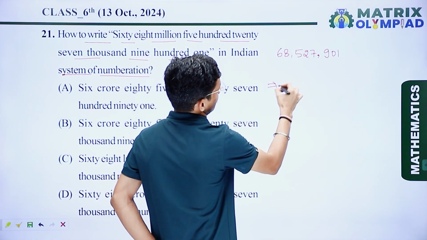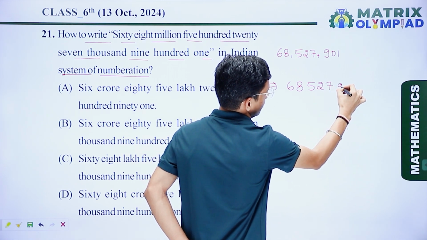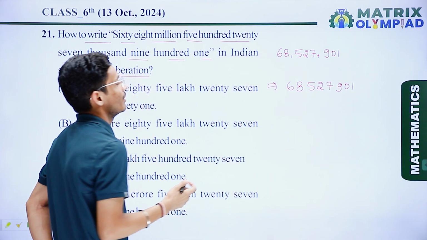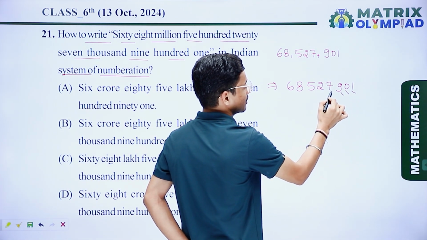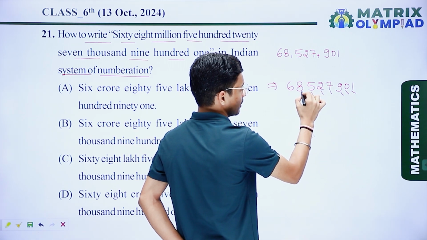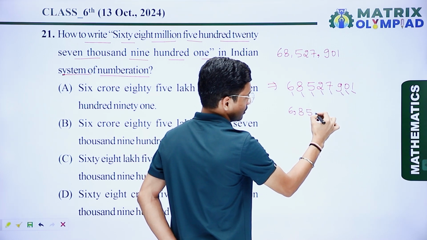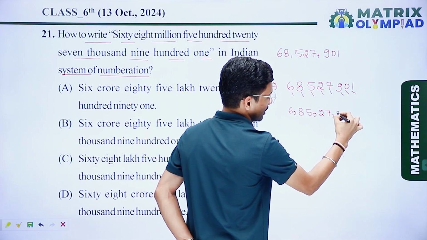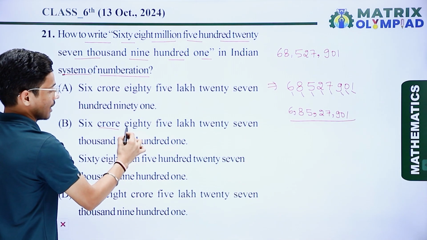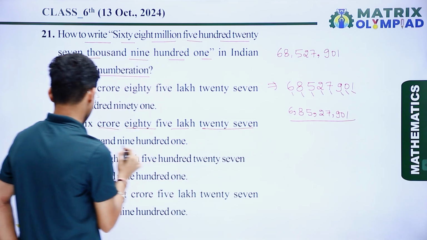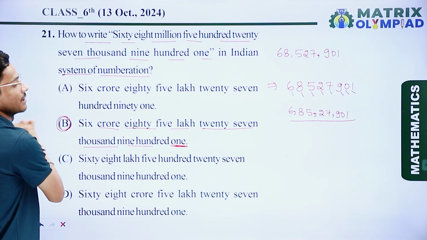So I write here again 68,527,901. We have to convert it into the Indian system of numeration. So 1, 10, 100, 1000, 10,000, lakh, 10 lakh, crore. It means 6 crore 85 lakh 27,901. So check which option is correct: 6 crore 85 lakh 27,901. Here option B is the correct answer.